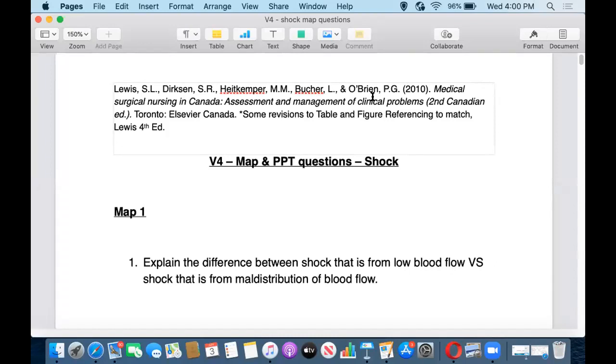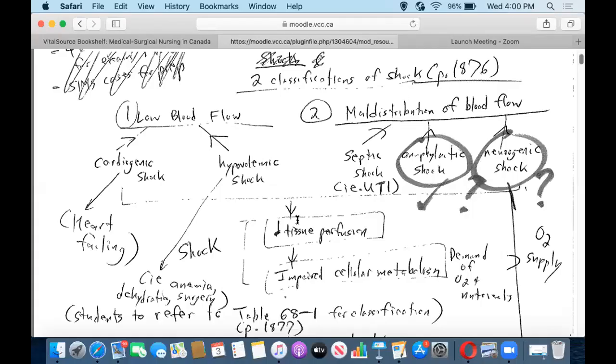Number 1, explain the difference between shock that is from low blood flow versus shock that is from maldistribution of blood flow. Well, let's talk about the maldistribution of blood flow shock first. First of all, there's 5 different kinds of shock we're talking about in this unit, and they're listed here. You can see them right across here, these 5.